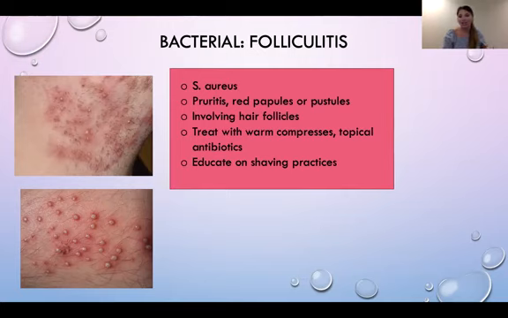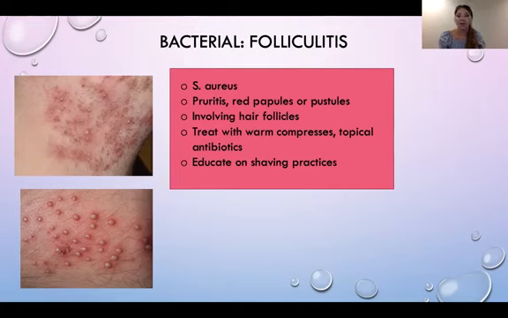And then education on shaving practices is important because we want to tell our patients to switch out their razor heads often. Obviously, if they've shaved their face with these pustules and this infection present, we need to throw that razor head away. We don't want to keep spreading it. So change out razor heads often.